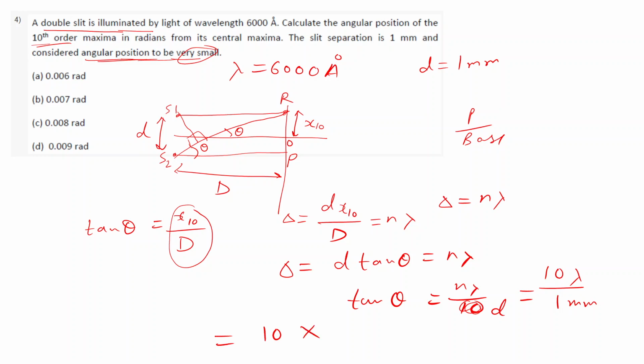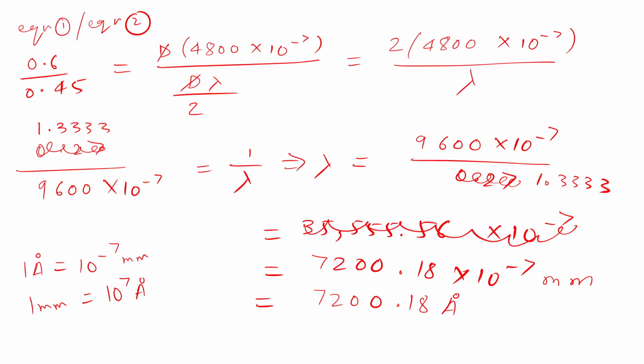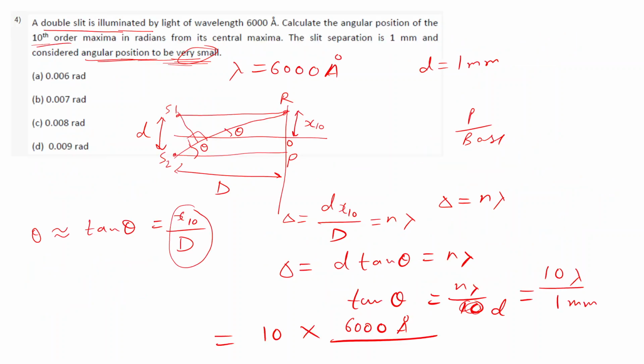We can find out tan theta also using a calculator, but here we have been asked to take it to be very small, so tan theta we can equate almost to theta, which we are interested in anyway. So n lambda is 10 times, and lambda is 6000 angstrom, and 1 millimeter is 10 to the power 7 angstrom. So what we get here is 60,000 angstrom divided by 10 to the power 7 angstrom.